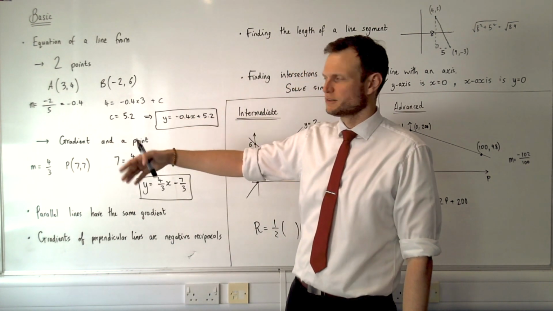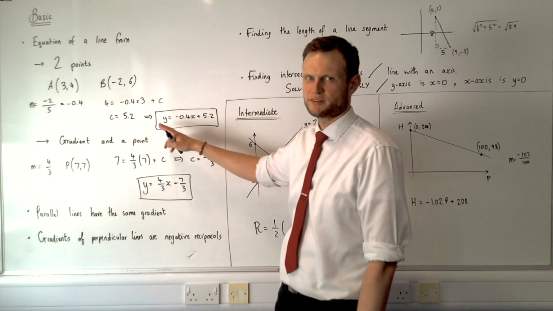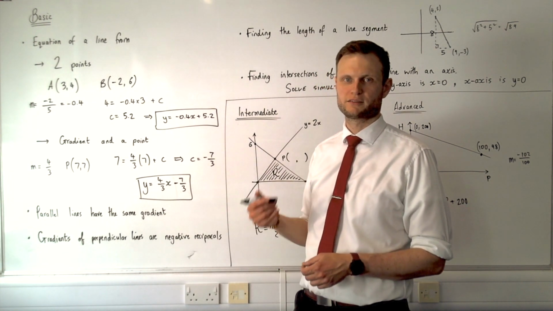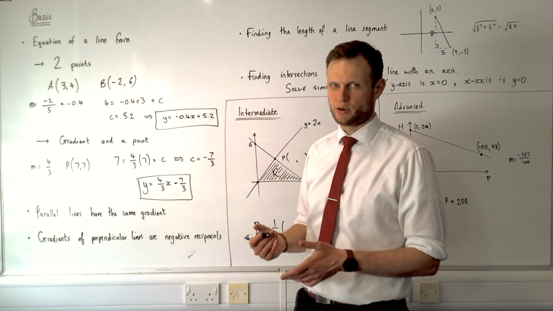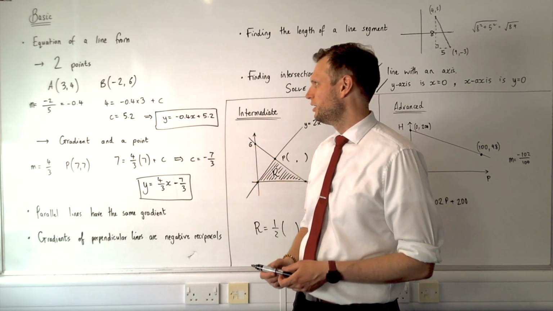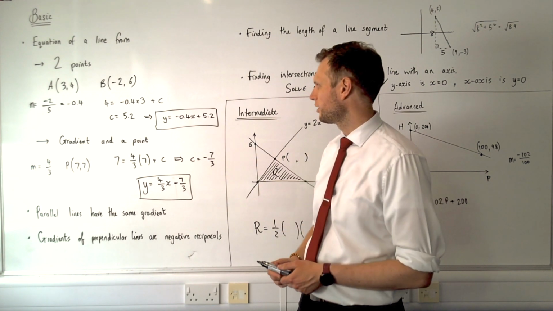Then once you've got the gradient, you put it into y equals mx plus c. I know some people like to use the formula y minus y1 equals m brackets x minus x1. They're both going to get you to the same answer, which is y equals minus 0.4x plus 5.2.